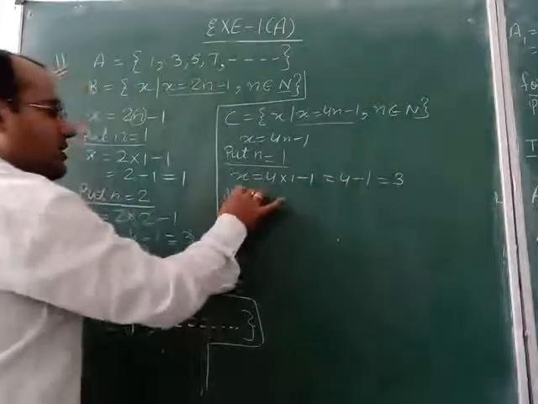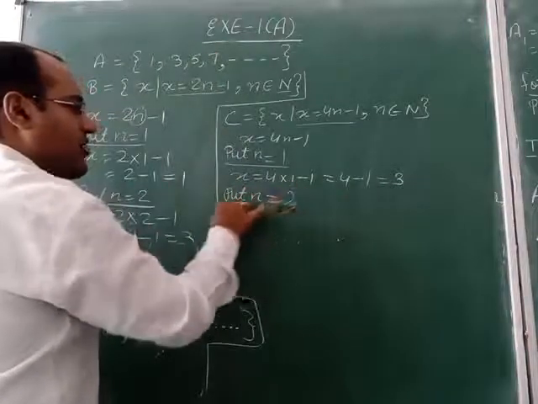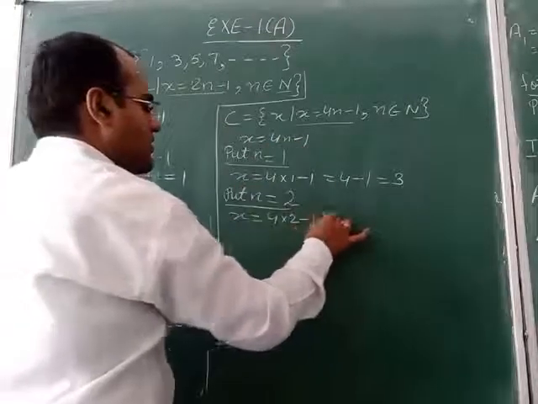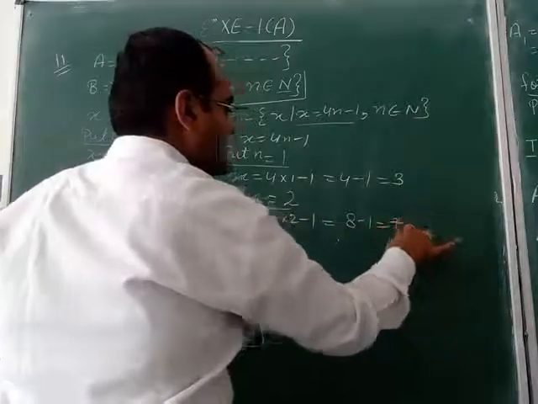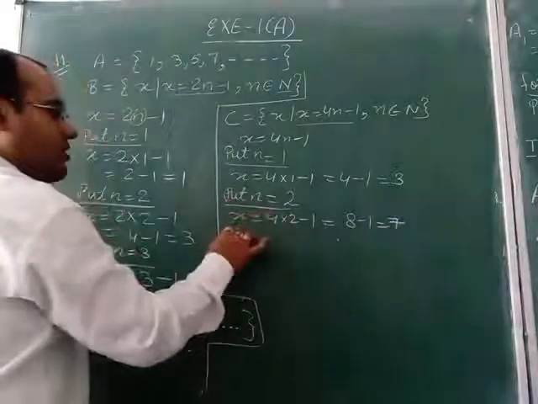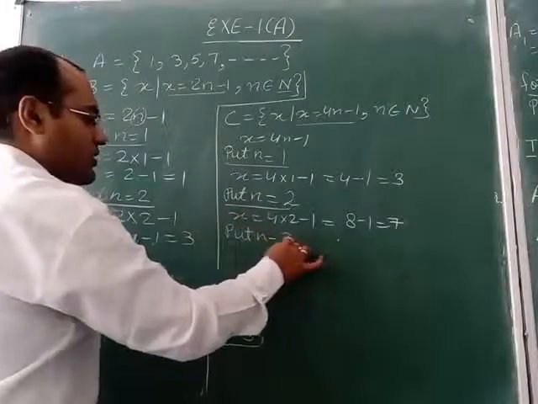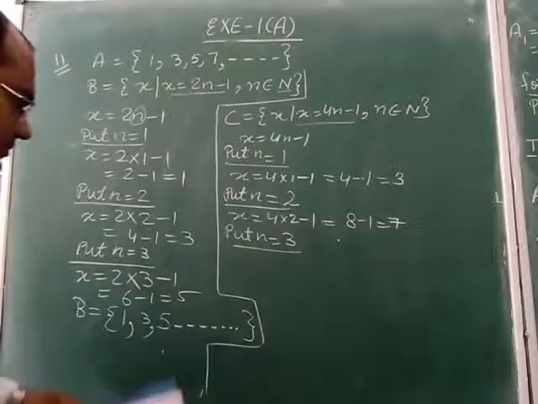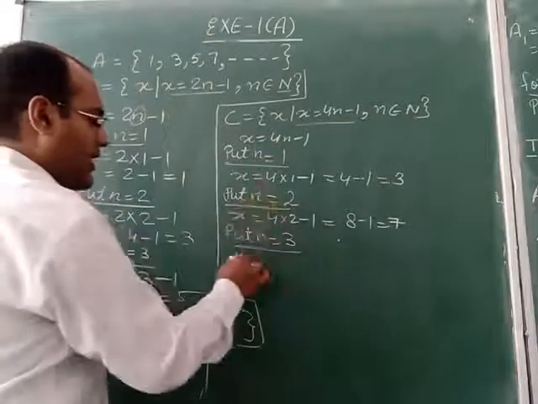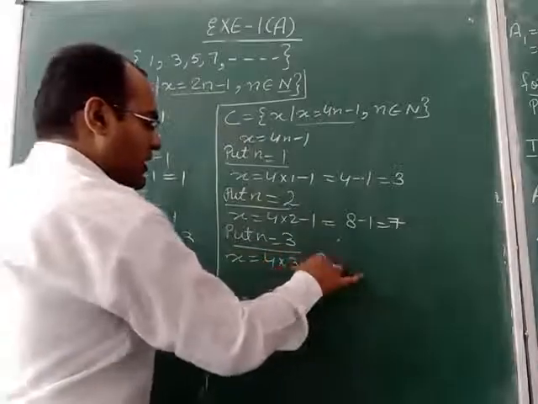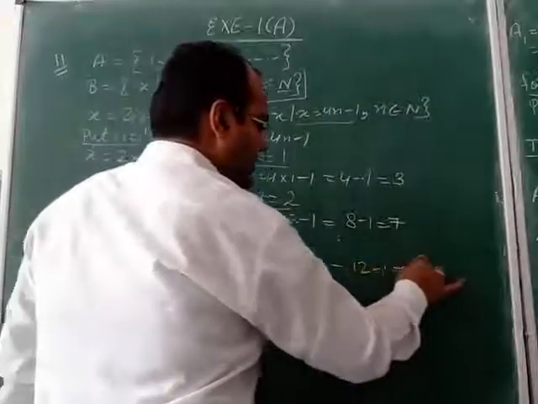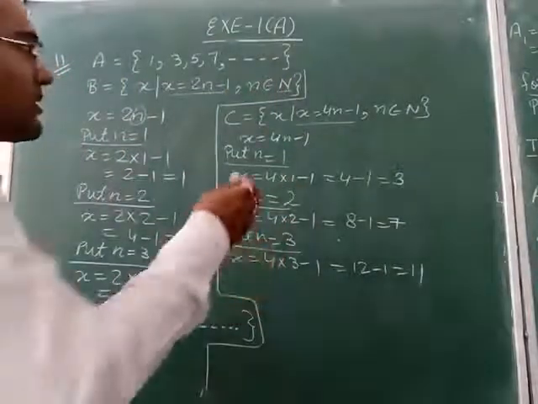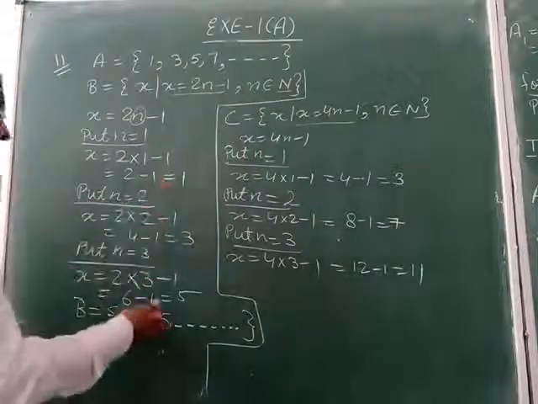When we will put another value of n, second value of n is 2. So here it will be x is equal to 4 into 2 minus 1. 8 minus 1, answer will be 7. When we will put next value, put n is equal to 3. Then what will happen? In this, x is equal to 4 into 3 minus 1. 12 minus 1, answer will be 11. Now here n values up to which we have to write? It is not given, so answer of this is infinite.